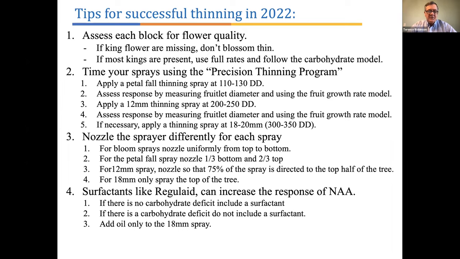Now, some growers like to use surfactants like Regulaid, and Regulaid with NAA makes a big difference. You can get much more thinning out of NAA with Regulaid. But on the other hand, if you're spraying in kind of dangerous conditions and there's possible overthinning, you will get overthinning if you put Regulaid in with NAA. Thus, I'd like to suggest a couple of rules. If with the carbohydrate model there's no deficit predicted when you're going to spray, then I don't mind putting Regulaid in. It probably will help you. But if there's a carbohydrate deficit predicted, I would never include Regulaid in the mix.